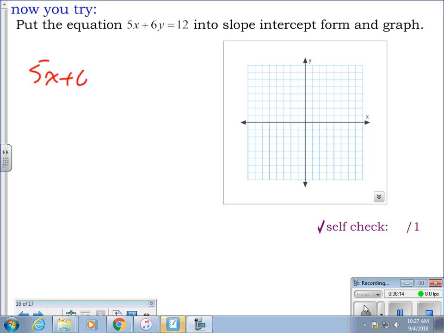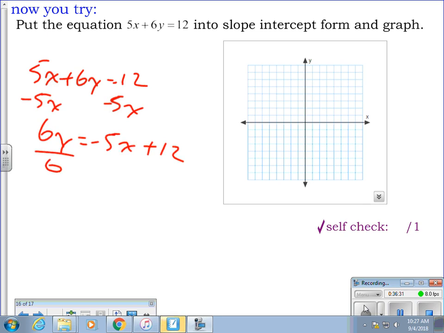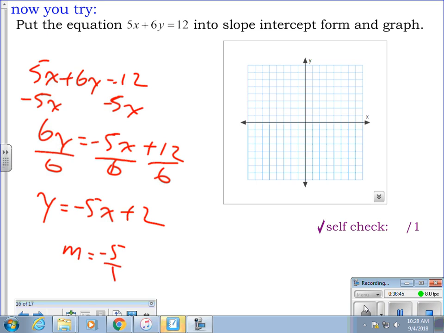5x plus 6y equals 12. Same thing we just did. First step, rearrange it. Subtract 5x. 6y equals negative 5x plus 12. Divide everything by 6. Y equals negative 5/6 x plus 2. My slope is negative 5/6. My y-intercept is 2. You should always make your slope a fraction whenever you're doing graphing.